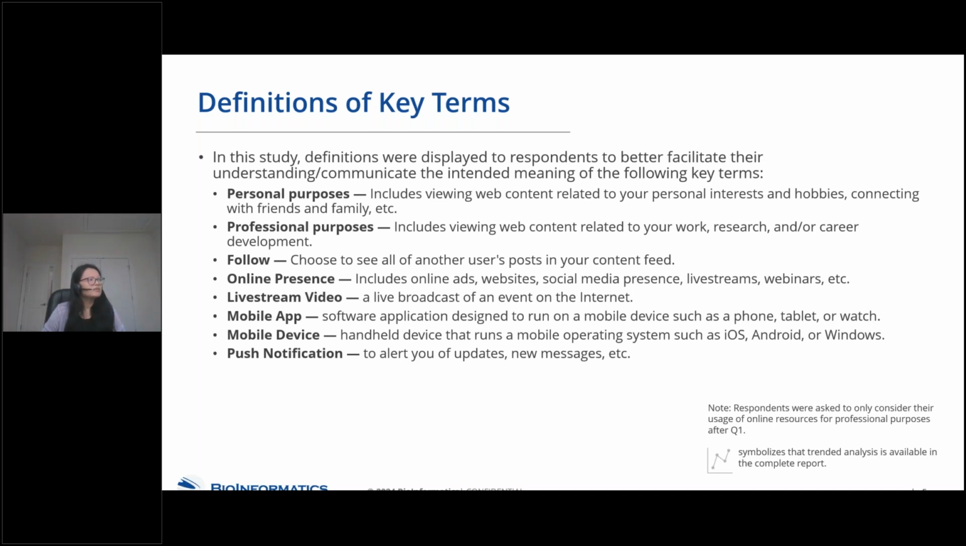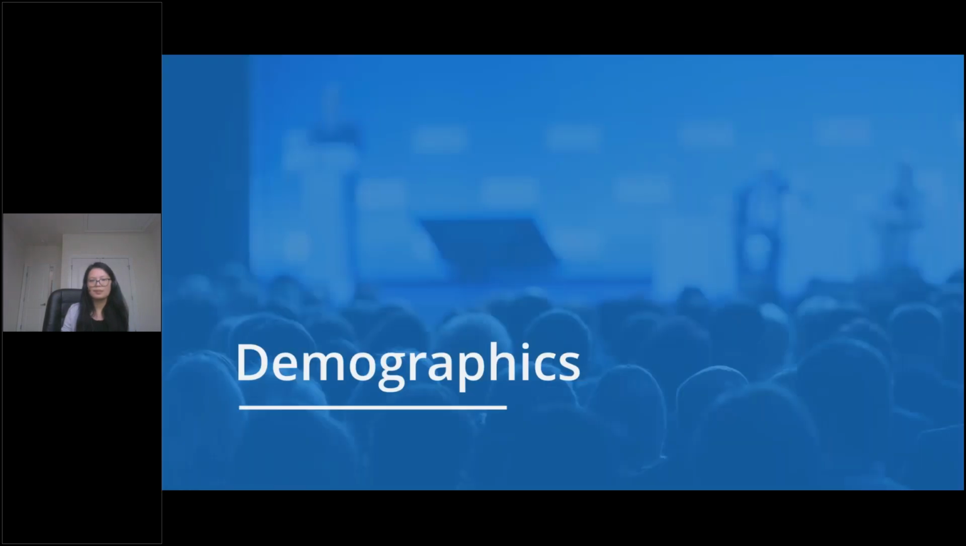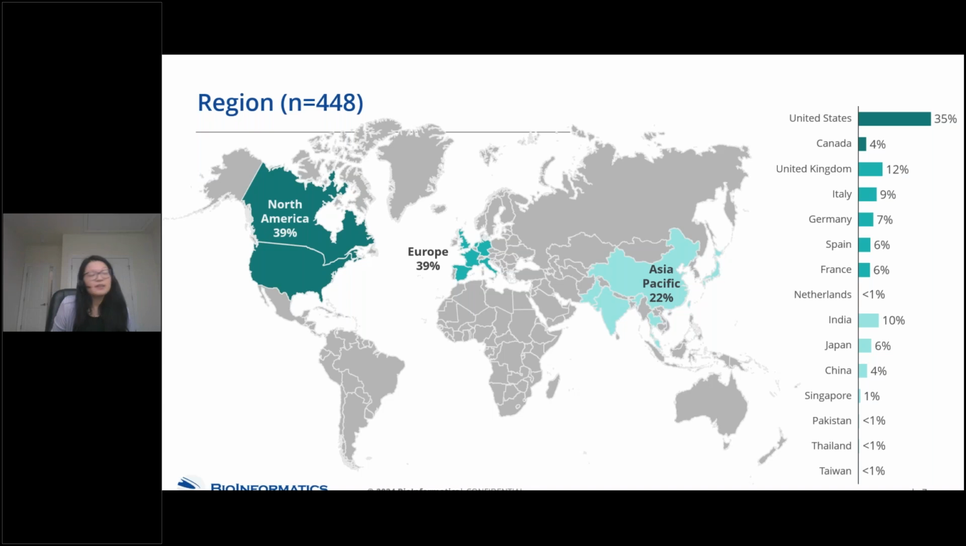You'll also see throughout the report an icon on the corner of some slides that indicates that there is trended analysis available in the complete report, where we look at trends from 2022, 2020, and all the way going back to 2008. So we fielded the study to 448 respondents globally. 39% of respondents are from North America, 39% are from Europe, and we had 22% representation from Asia Pacific, including India, Japan, China, etc.